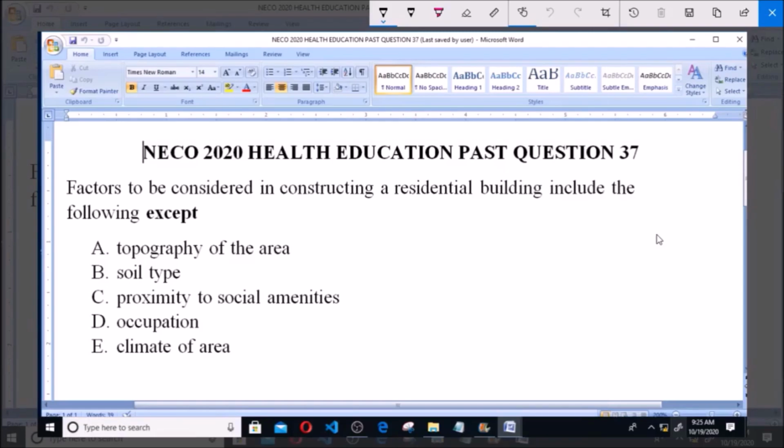Now, siting a residential building simply means our homes. When siting a residential building or constructing a residential building, certain environmental factors have to be considered.